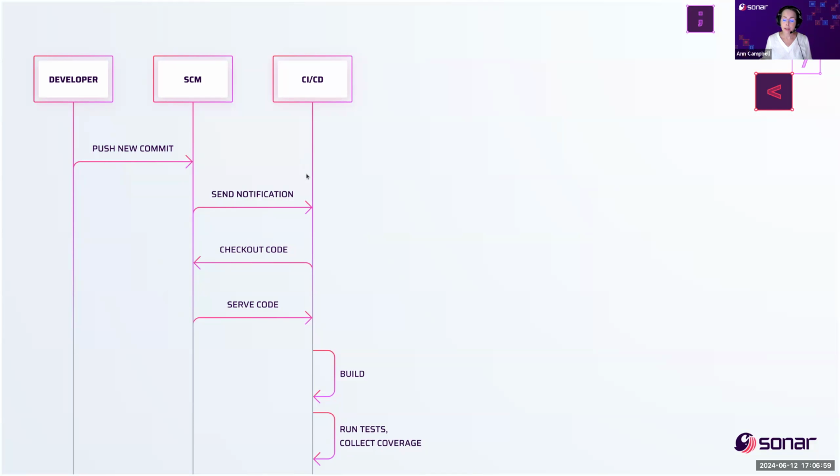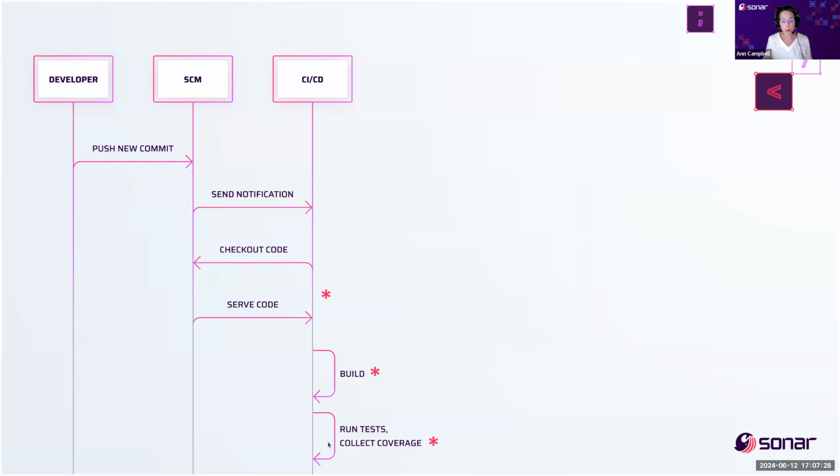So then your CI says, okay, I have a change in this repository. I need to trigger the pipeline for this repository. So it says, hey, can I have the code for this repository? Your SCM says, sure, here's the code. Then your CI for compiled languages is going to run the build. So Java, C, C++, C#, Objective-C. And then the next step it's going to do is run your tests and collect your coverage reports.